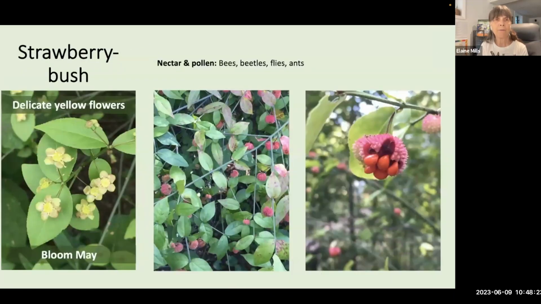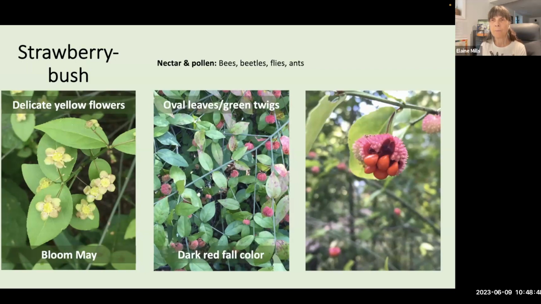Strawberry bush has very delicate yellow-green flowers. They're only about a half inch across. They are in bloom in May, and they provide nectar and pollen for a wide range of insects, including bees, beetles, flies, and ants.